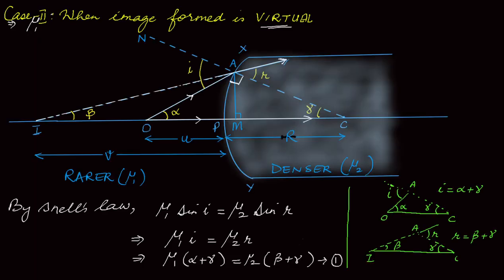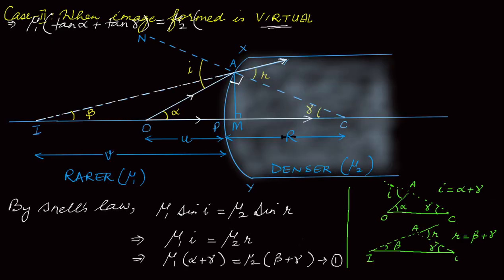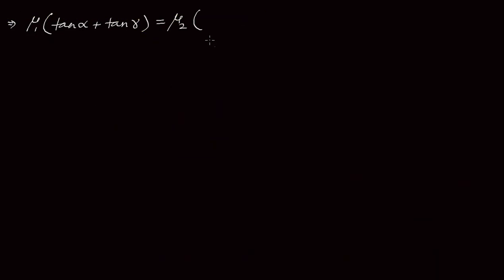Mu1, what was it? Mu1 into alpha plus gamma. So again, instead of alpha I will write tan alpha plus tan gamma. This will be beta plus gamma, so instead of beta I write tan beta plus tan gamma. Again, I don't need to explain to you why I'm getting this equation. That has already been explained nicely in the first lecture.